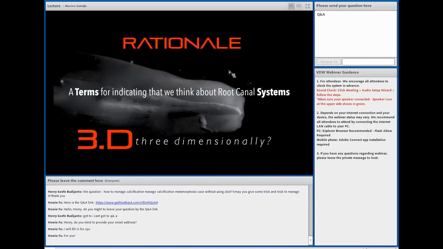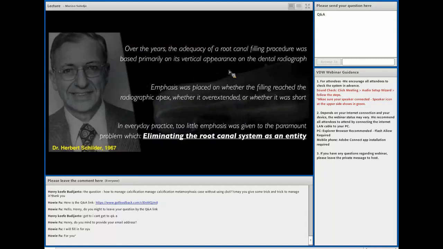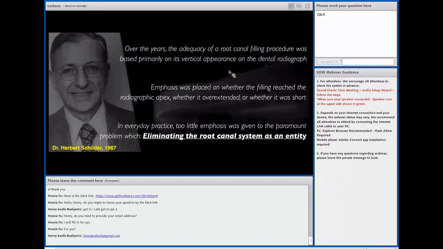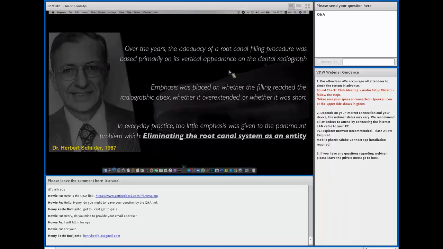Therefore, we need to understand obturation if we want to think about three-dimensional obturation. First things first, do good preparation, then you will have good obturation. Childress said in 1967 that over the years, the adequacy of our root canal filling has usually been judged by its vertical appearance on the x-ray. We took an x-ray and thought, oh, the vertical extent is nice, it's reaching the apex. But unfortunately, not all x-ray findings are 100% correct.